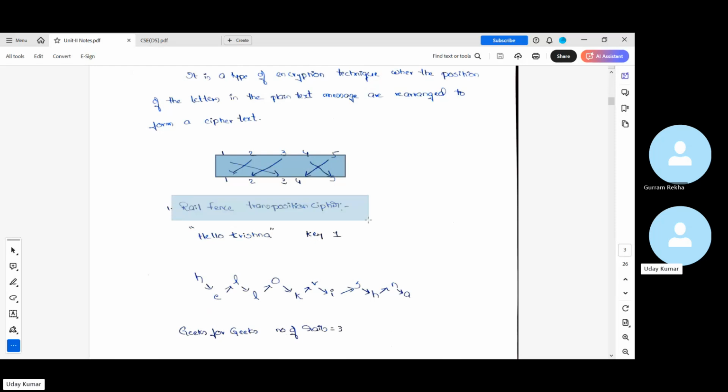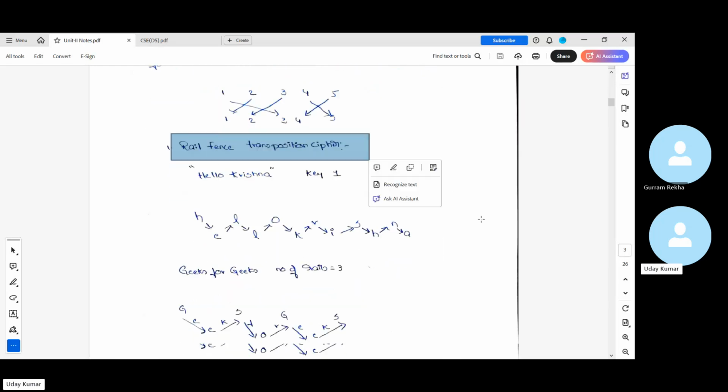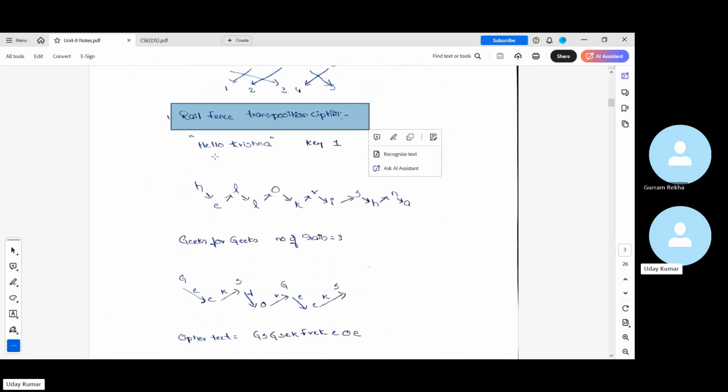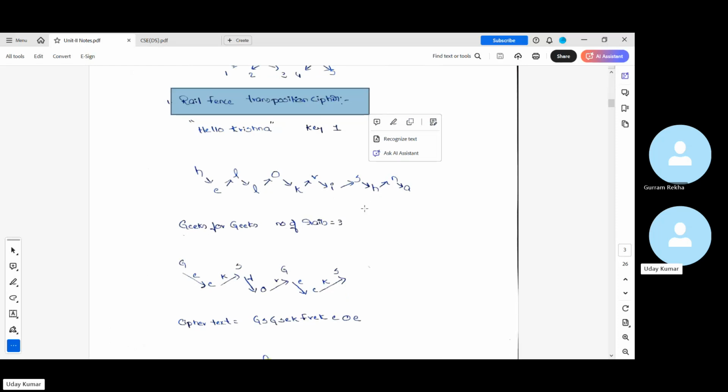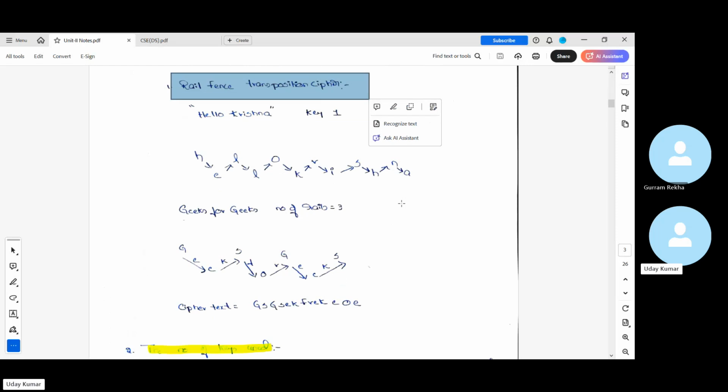Now, what is this rail fence transposition cipher? Suppose we say HELLO KRISHNA. So the key is 1. This is the plain text. Key is 1, so you just write HELLOKRISHNA, right? Now the ciphertext would be HLORSNELKIHA. Okay, this will be the ciphertext.